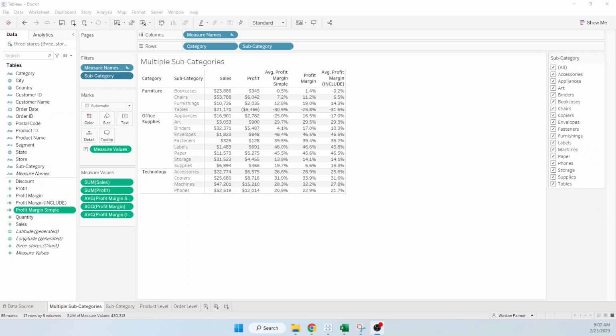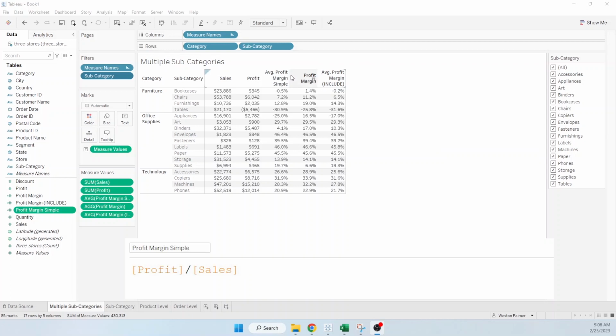Today I'm going to show you how to use the include level of detail function. And we're going to talk a lot about level of detail. I'm going to be using profit margin as an example. So we have category, subcategory, sales, and profit. And I've got three different ways of calculating profit.